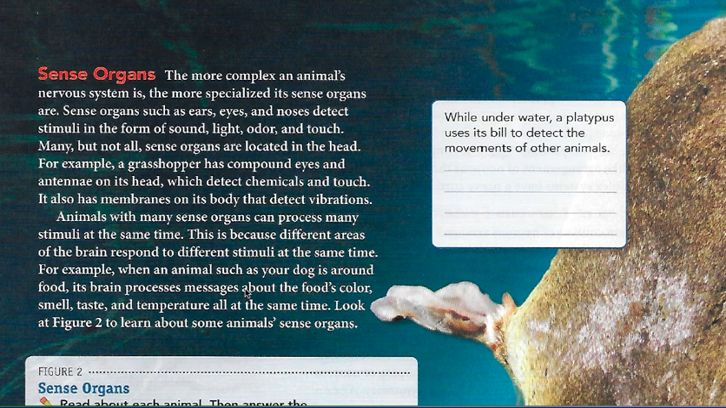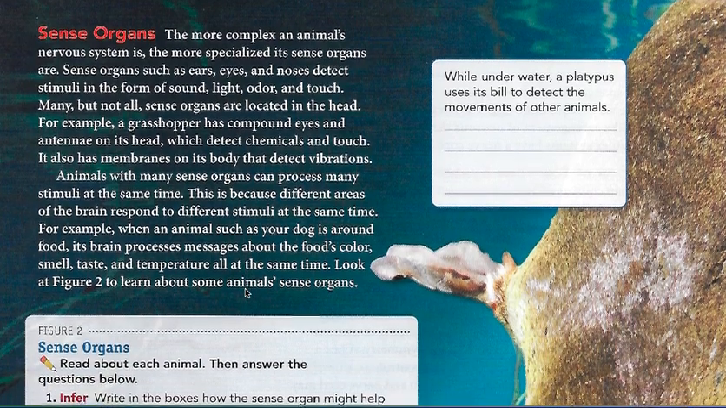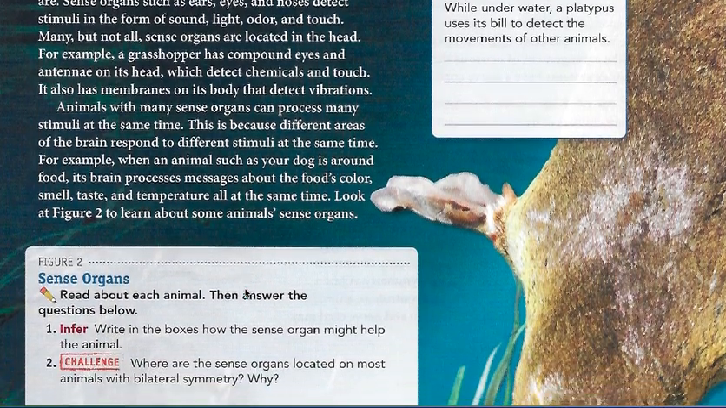Animals with many sense organs can process many stimuli at the same time. This is because different areas of the brain respond to different stimuli at the same time. For example, when an animal such as your dog is around food, its brain processes messages about the food's color, smell, taste, and temperature all at the same time. Look at Figure 2 to learn about some animal sense organs.